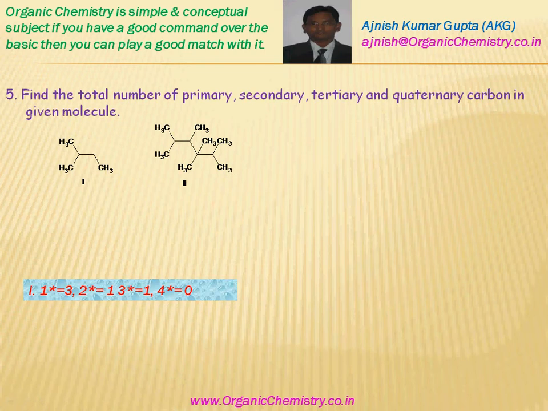For this molecule, find the number of primary, secondary, tertiary and quaternary carbon. The answer is this one. Carefully analyze. These carbon are the primary carbon. This carbon is tertiary in nature, again tertiary in nature, quaternary, tertiary. This molecule does not have any secondary carbon.